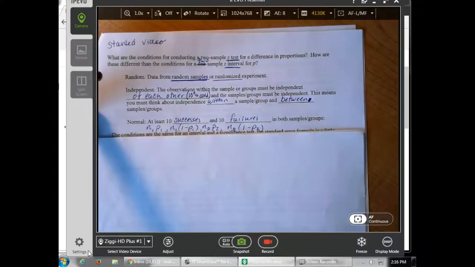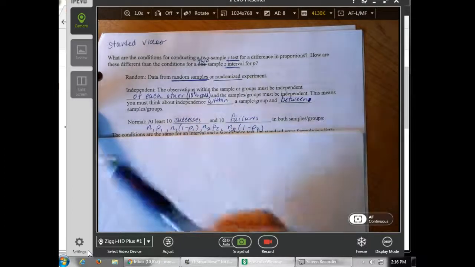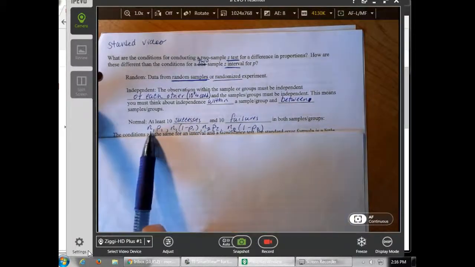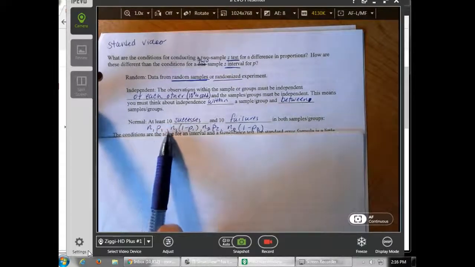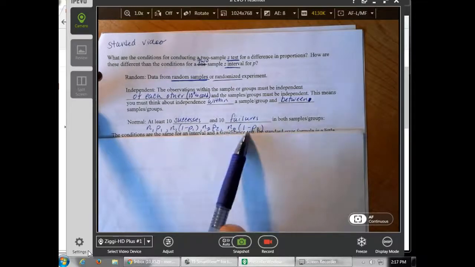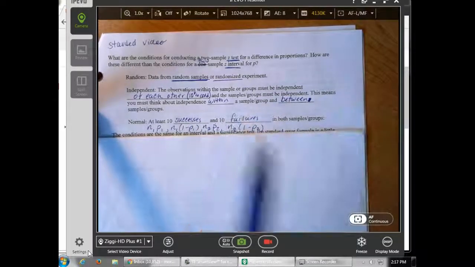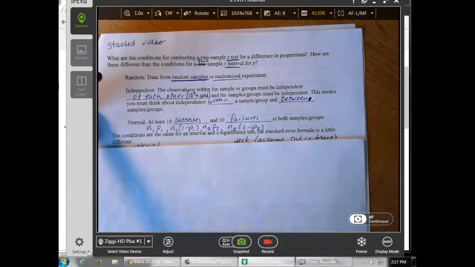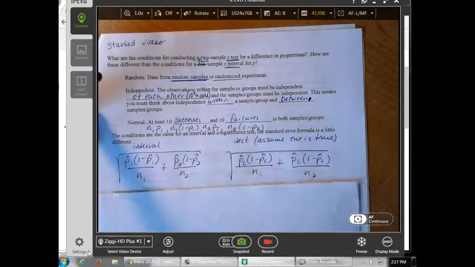Normality is met for a proportion the same way it has been in the past, except now you have two samples. So you need to make sure you have 10 successes and 10 failures from both samples. So basically you're going to use the formula n sub 1 p sub 1, n sub 1 (1 minus p sub 1), but you have to do the same thing for the second sample as well. So make sure to have 10 successes and 10 failures. So the conditions are the same for an interval and for a significance test, except for one thing. The standard error formula is a little different, so let's go through that.